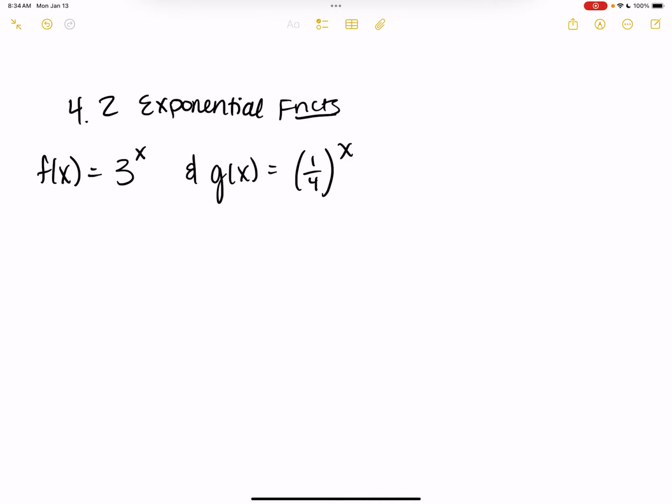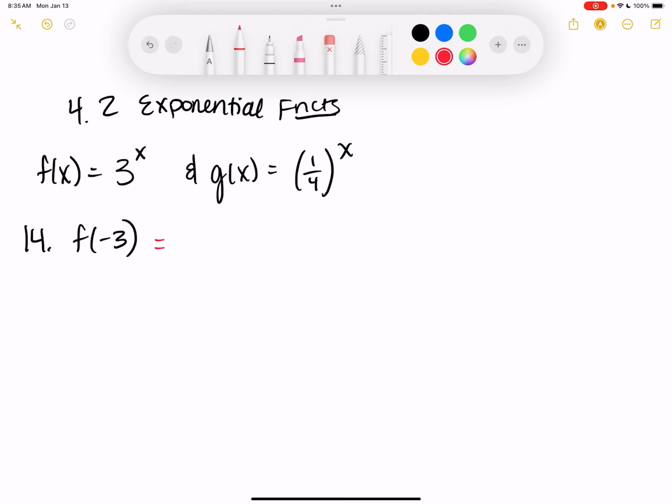But 14, we have f of -3. So that just means they want me to take the function f of x that they gave me, and wherever there's an x, I'm putting a -3. So this is going to be 3 raised to the -3. The negative exponent, just as a refresher, means that I need to, well, it's my little catchphrase, put it where it ain't, make it positive. So we're going to move that whole piece to the bottom so we can make that exponent positive. This gives me 1/3 cubed. And what is 3 cubed? Yeah, 27. So this will be 1/27.